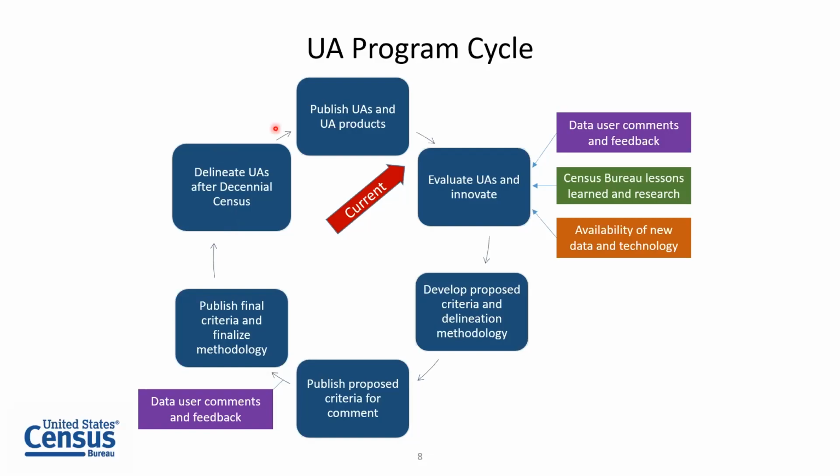One thing to note is that there's no appeals process for changing urban area boundaries once they're published by the Census Bureau. The main opportunity for interested data users to participate is prior to that delineation, especially during the multiple opportunities for the development of the criteria. Once the delineations have been published, the only changes that we'll consider are if we found that our criteria was not properly applied.